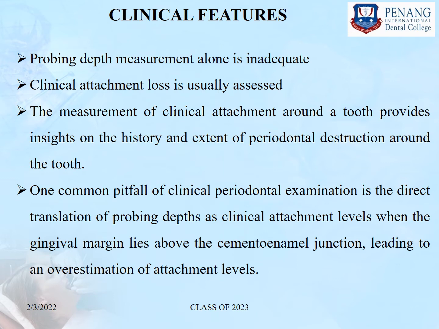So the measurement of the clinical attachment around a tooth provides insights on the history and extent of periodontal destruction around the tooth. One common pitfall of clinical periodontal examination is a direct translation of periodontal probing depths as clinical attachment levels when the gingival margin lies above the cemento-enamel junction, leading to an overestimation of attachment levels.